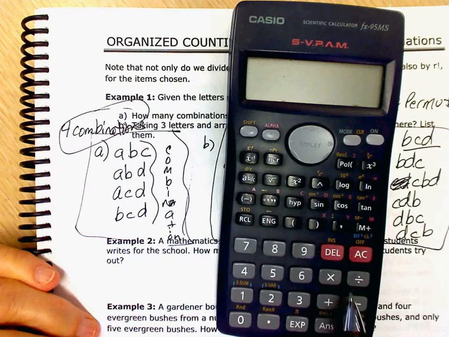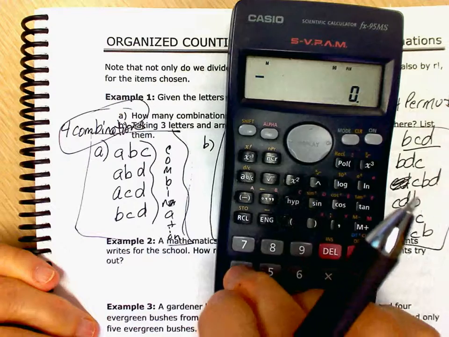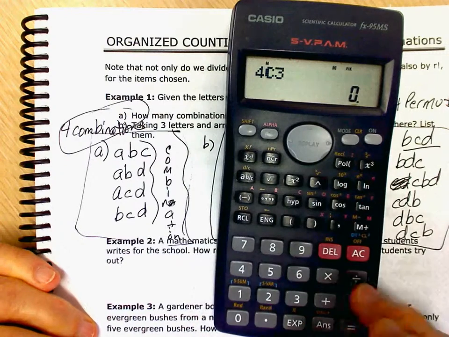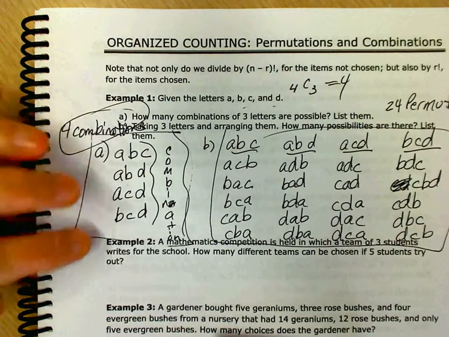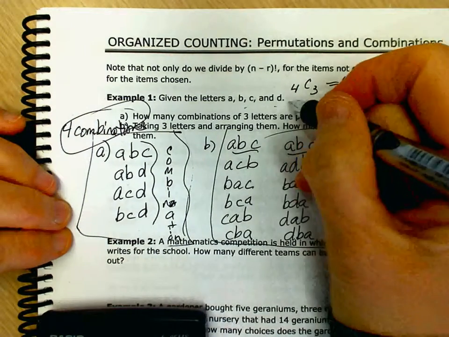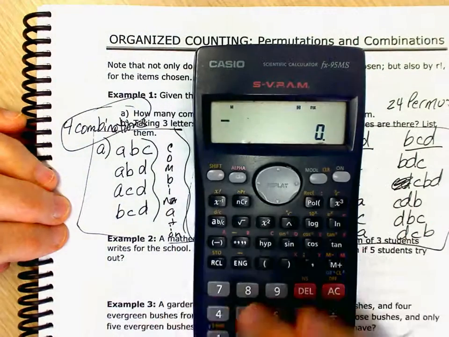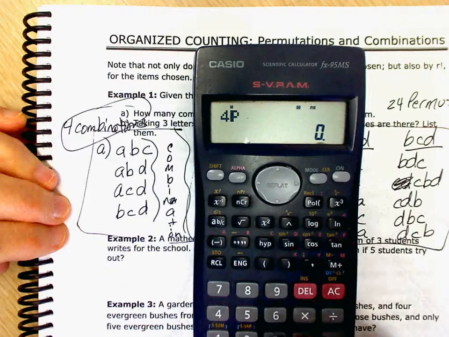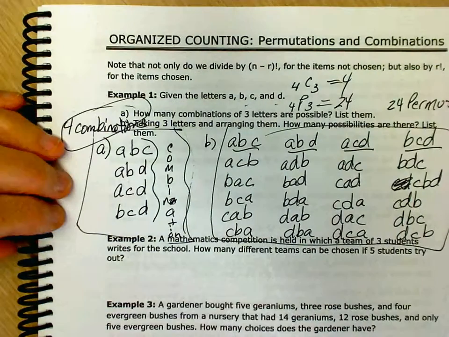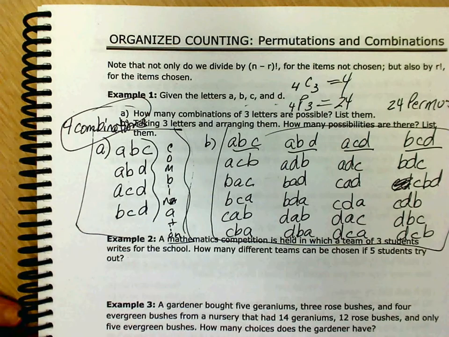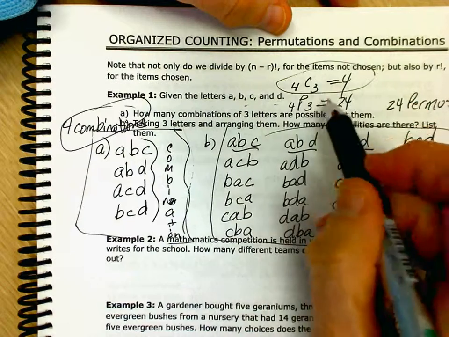4 nCr 3, better turn it on first. 4 nCr 3 is equal to 4. And that's what we got, 1, 2, 3, 4. A permutation, on the other hand, 4P3, is going to be 4 nPr 3, and we get 24. Okay. So that's the difference between combination and permutation. Here, you're just choosing. Here, you're choosing and arranging all in one step.